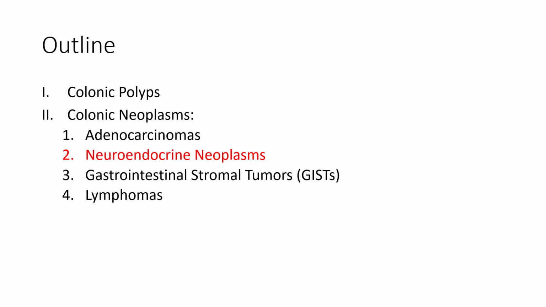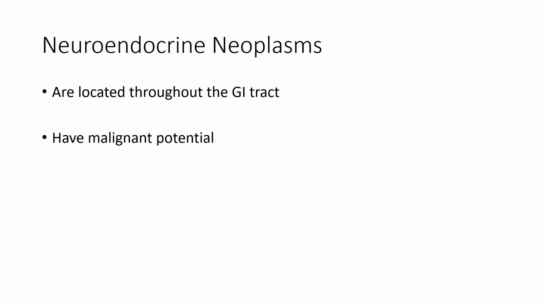Now we will talk about neuroendocrine neoplasms of the gastrointestinal tract. Neuroendocrine neoplasms are tumors of neuroendocrine cells. Neuroendocrine cells are cells that have features of both endocrine cells and neural cells. These tumors can arise anywhere in the gastrointestinal tract. They can occur in the small intestine, the colon, the appendix, the stomach, and the pancreas. They can also occur outside the gastrointestinal tract, such as in the lungs. Neuroendocrine tumors are tumors with malignant potential.